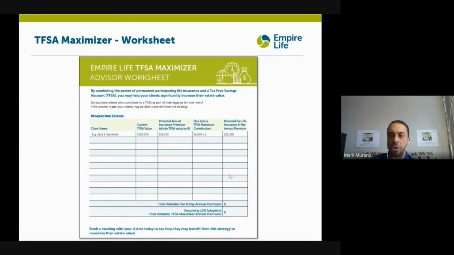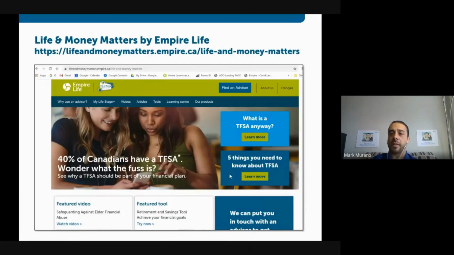We have a bit of an advisor worksheet if you want it. It gives you a list of prospective clients you've maybe worked with or want to work with that are heavy into TFSAs, but not necessarily getting the most value out of their contracts. If you want a little bit of a worksheet to help you, I can help you with that. Then there's the Life and Money Matters website. This is Empire's marketing website that you're welcome to use and to help prospect from. A lot of TFSA material on here, so help your prospecting leverage some TFSA opportunity discussion there. So take advantage of that.